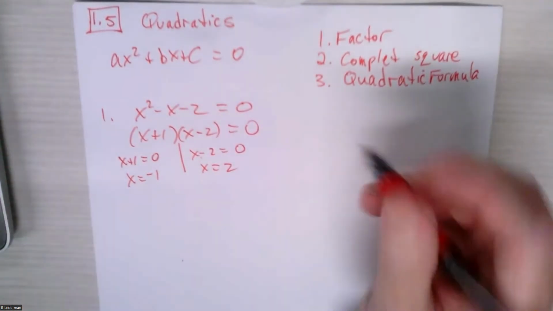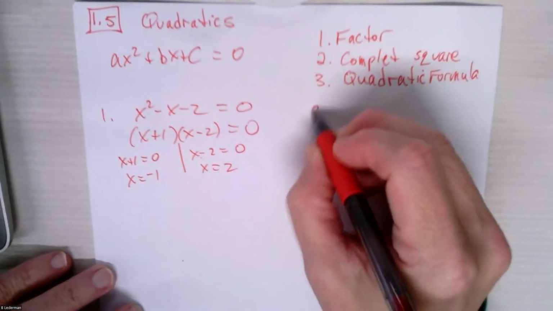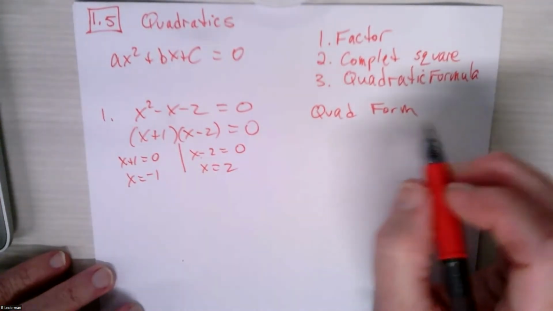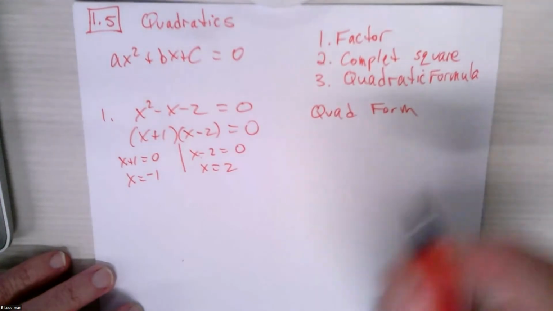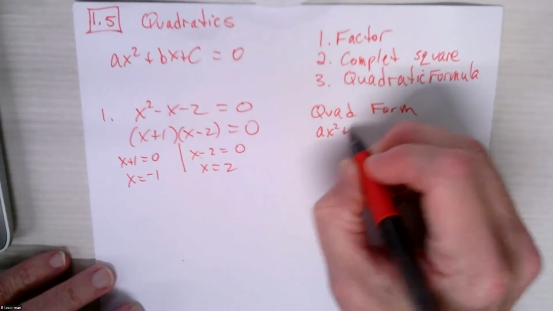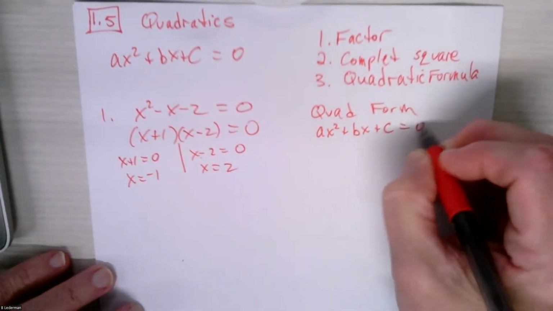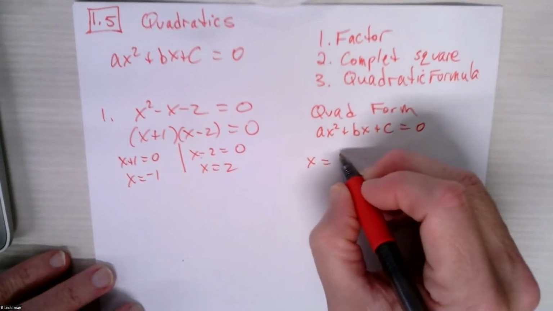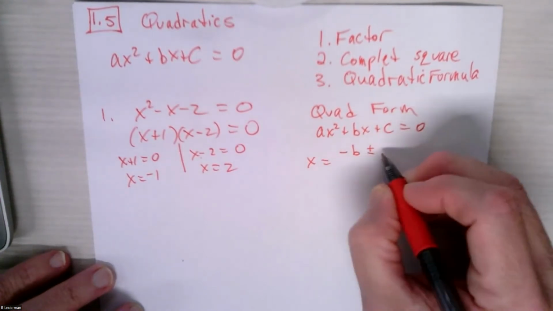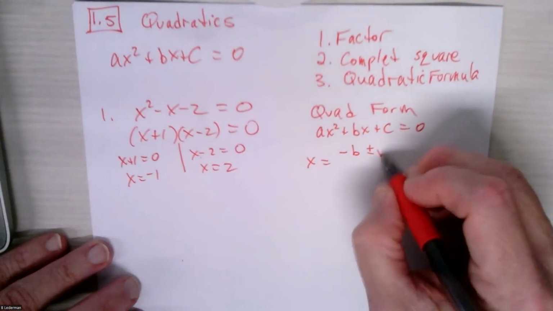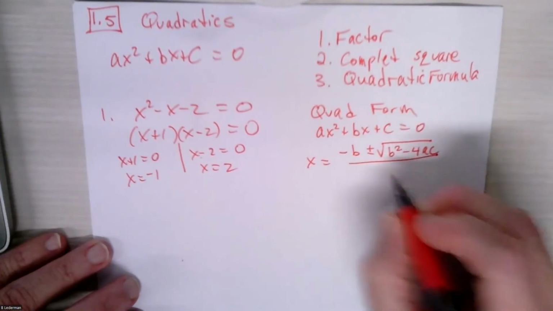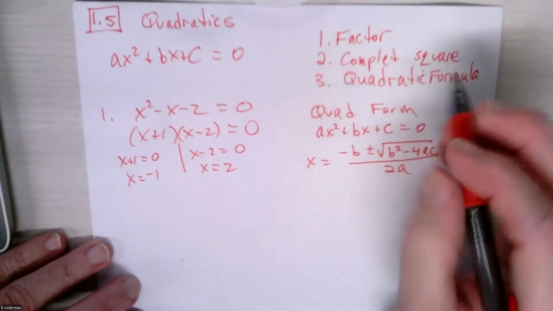So the quadratic formula is, and you've probably seen this before, that if you are given ax squared plus bx plus c equals 0, then x is going to equal -b, whatever that number is in front of x, plus or minus, because there are two solutions, the square root of b squared minus 4ac, over 2a. And that's the quadratic formula.